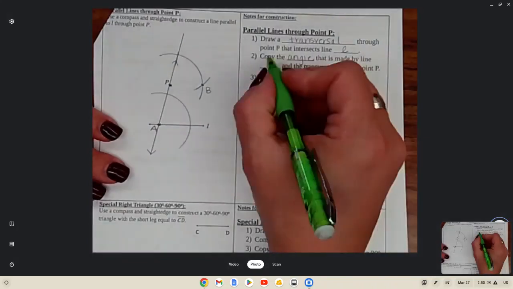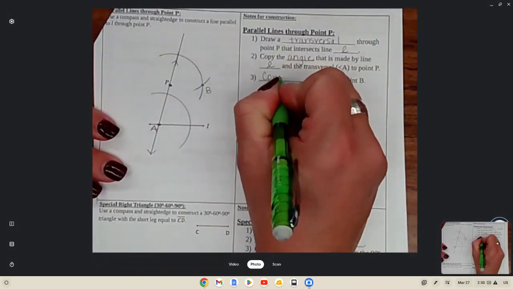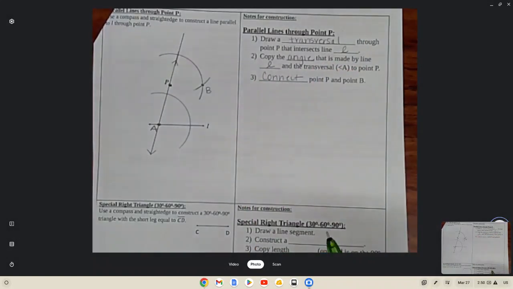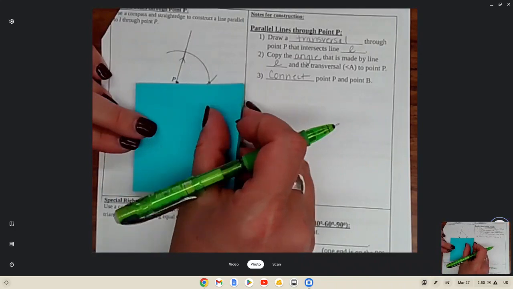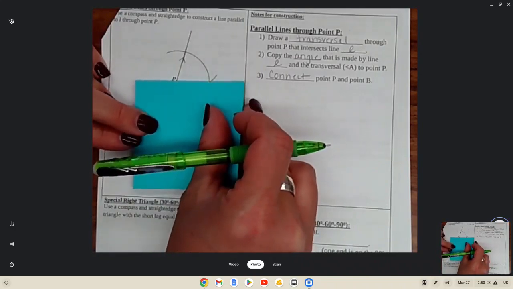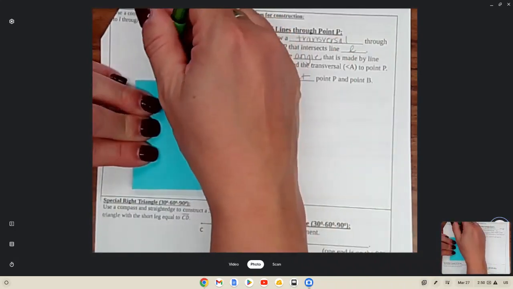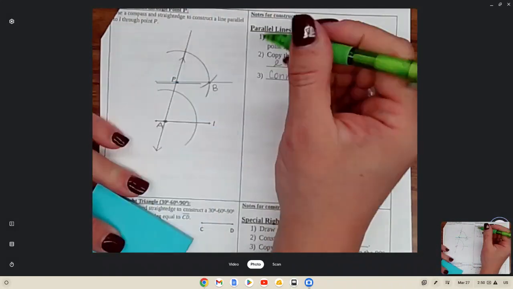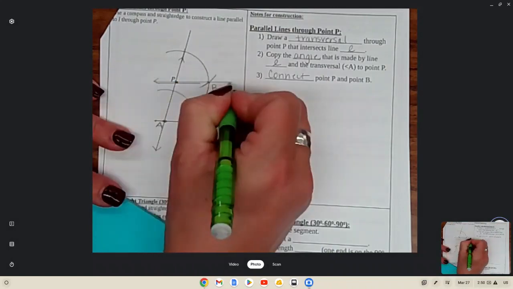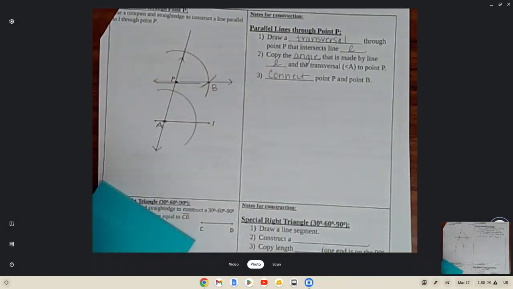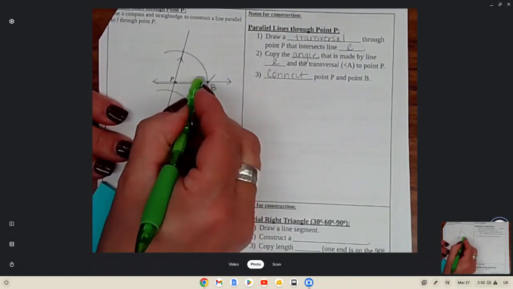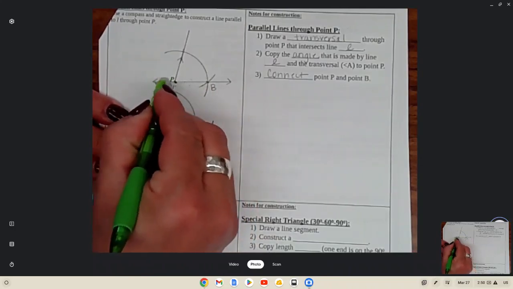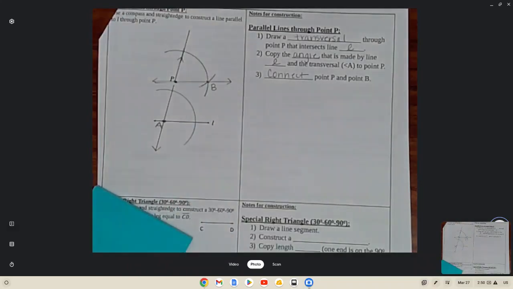The last step is to connect point P and point B. So again, with your straight edge, you can actually go beyond. Oops. Erase that double line there. Move my paper. Okay.